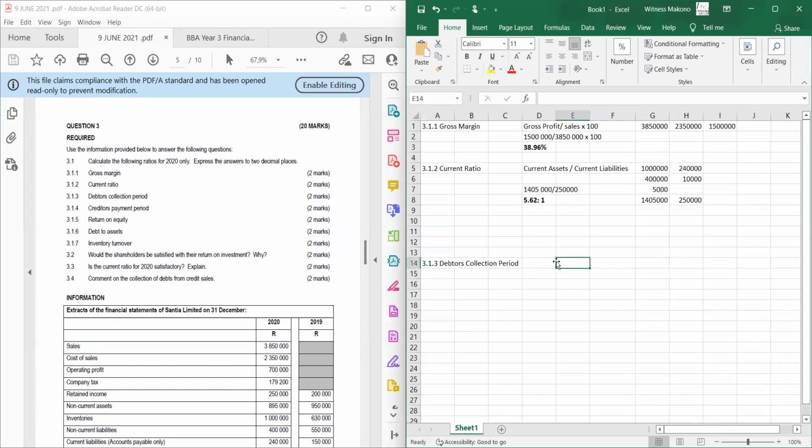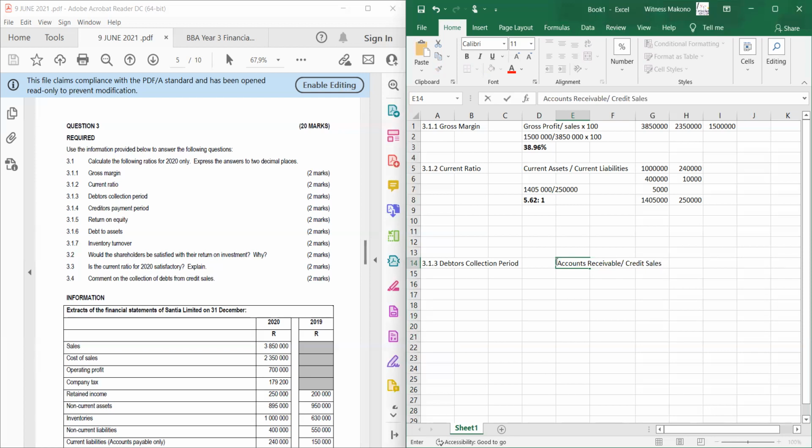How do you... accounts? Okay, sorry. Accounts receivable divided by credit sales multiplied by 365. But I think it's accounts receivable multiplied by 365 divided by credit sales. All right. Accounts receivable over credit sales.